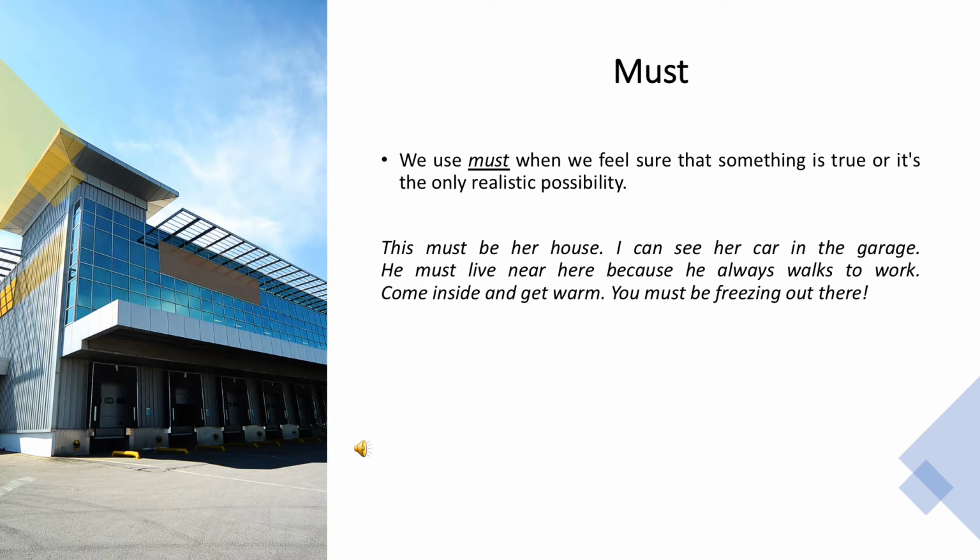The first modal verb is must. We use must when we feel sure that something is true or it's the only realistic possibility. For example, we say, this must be her house. I can see her car in the garage. He must live near here because he always walks to work. Come inside and get warm. You must be freezing out there.